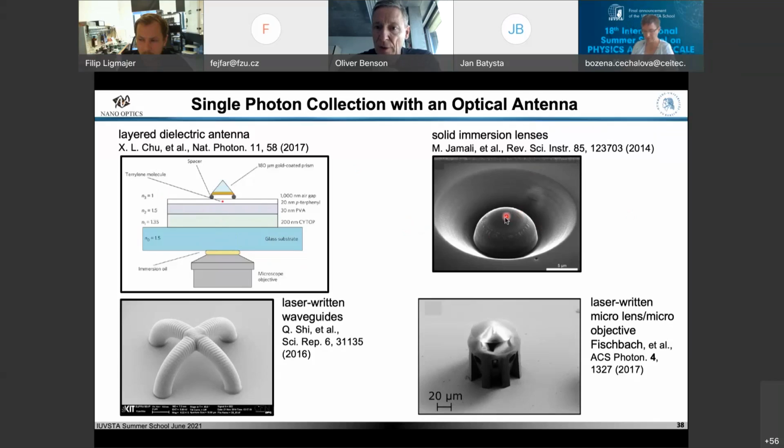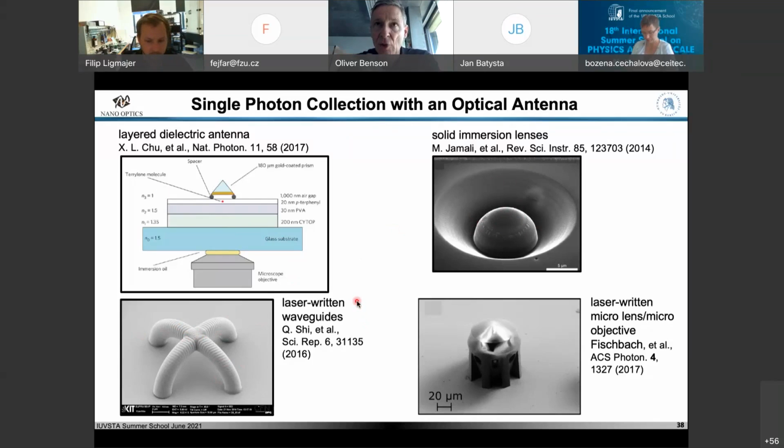Or like for diamond, you can carve out a lens, and then your defect would sit in the center here, and then the emission is also guided in one direction. Or this is some work we did. You can put diamond in some kind of plastic structures and try to collect a lot of light out of this.